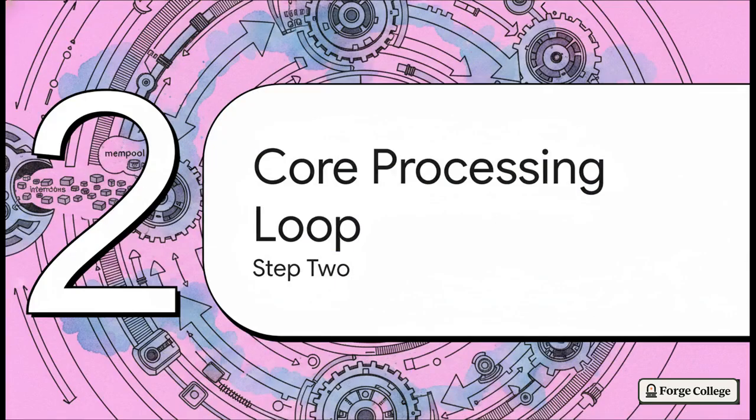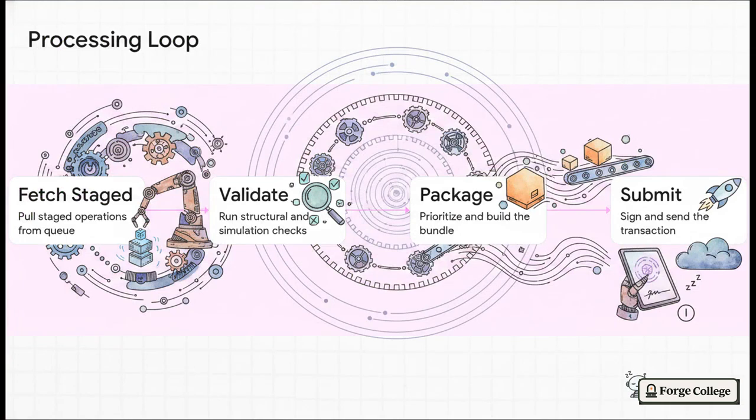Moving on to step 2, the core processing loop. This right here is the absolute heart of the machine. Under the hood, it's essentially an infinite Node.js style event loop, running 4 highly mechanical steps: fetch staged operations, validate locally, prioritize and package, and finally, sign and submit. It runs this all day long. Actually, fun fact, it literally needs a built-in sleep function for idle backoff. Otherwise, when the queue is empty, the machine essentially loses its mind and busy waits itself to death.